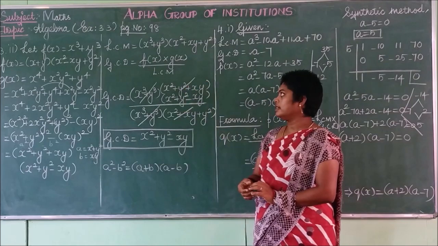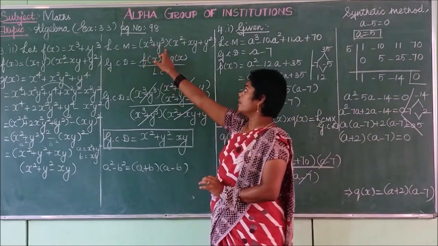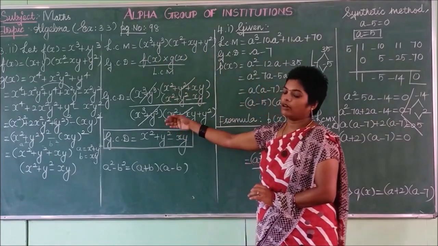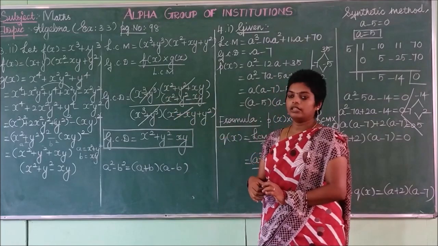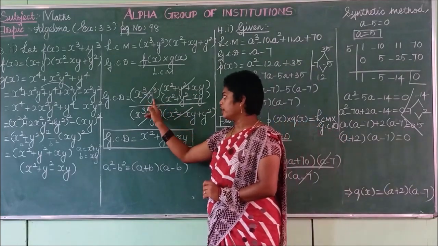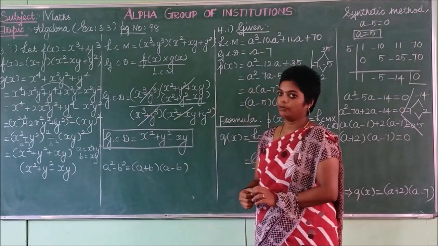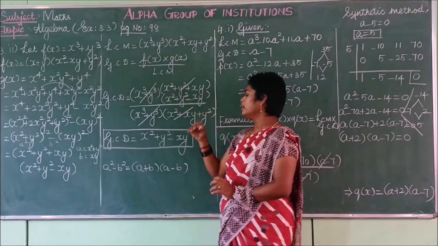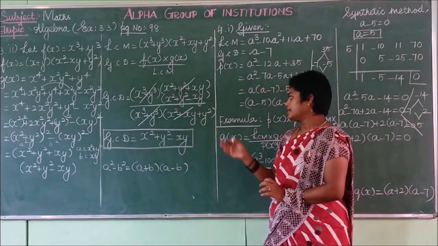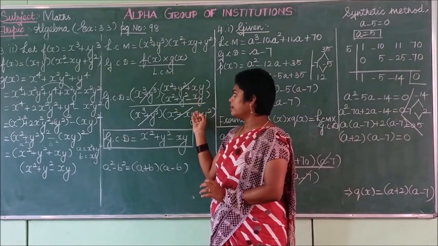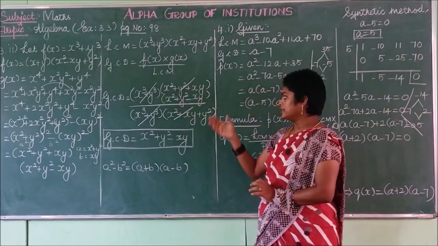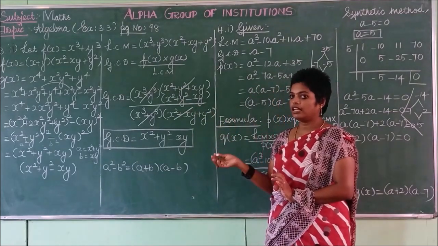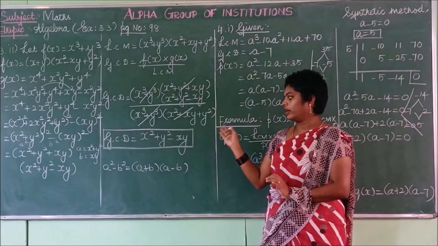In the denominator, LCM, what is our LCM value? X cube plus y cube into x squared plus xy plus y squared. So substitute that value also. See the values which are the same. Here x cube plus y cube, in the denominator also x cube plus y cube. Both get cancelled. See the numerator, x squared plus y squared plus xy; in the denominator also x squared plus xy plus y squared. So both get cancelled. What is the only remaining term? The remaining term is x squared plus y squared minus xy. So that is our GCD. GCD is equal to x squared plus y squared minus xy.